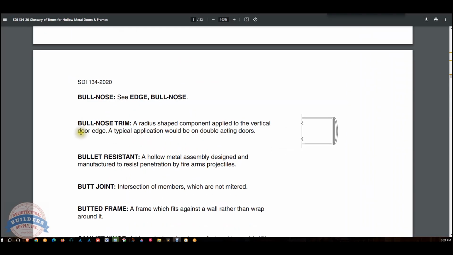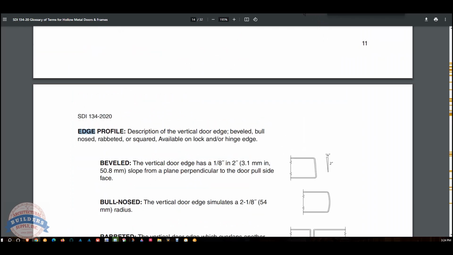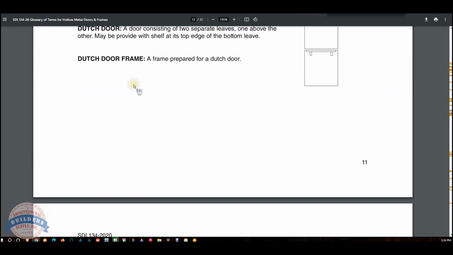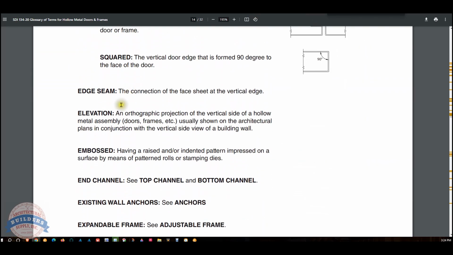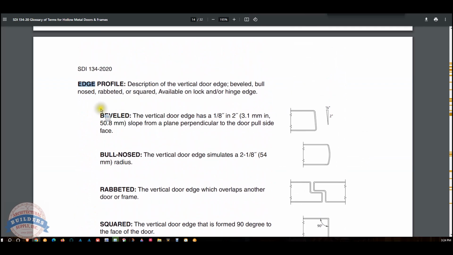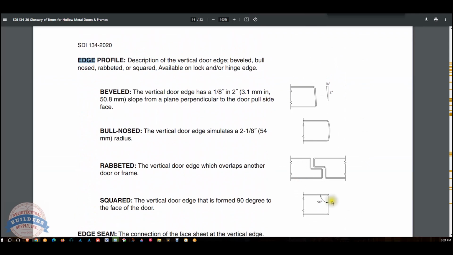Okay, here is bullnose. C edge, comma bullnose. All right, let's do that. Let's go to edge, edge profile. We're in the E's, so it's going to be under edge and edge profile. Okay, this is really great.